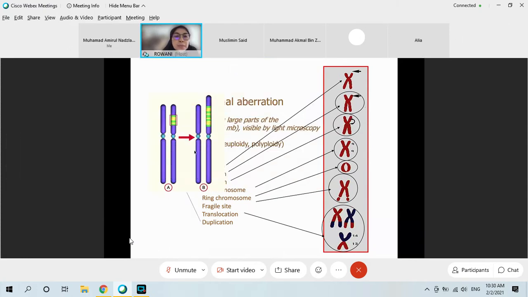Okay, now you have duplication. Duplication means that a part of this chromosome is duplicated. So here it results in a longer chromosome in one of the pair, because there is duplication of the DNA. So all these are errors that occur during cell divisions. It is not supposed to happen, but it happened.